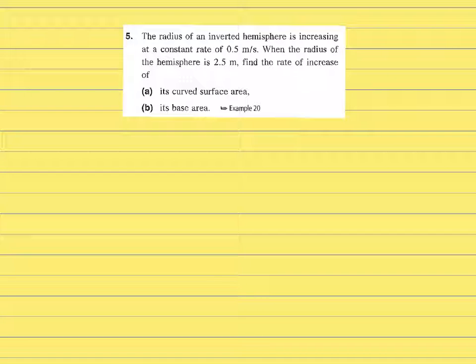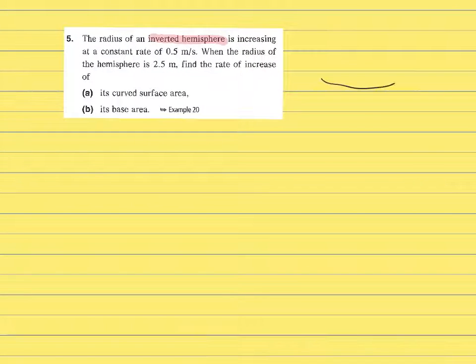Question 5. The radius of an inverted hemisphere. What is a hemisphere? Inverted, so it will be as follows: half of a ball, like this, is increasing at a constant rate of 0.5 meters per second. Now it said the radius, so the part highlighted in blue is dr/dt. Next, the radius of the hemisphere right now is 2.5 meters.